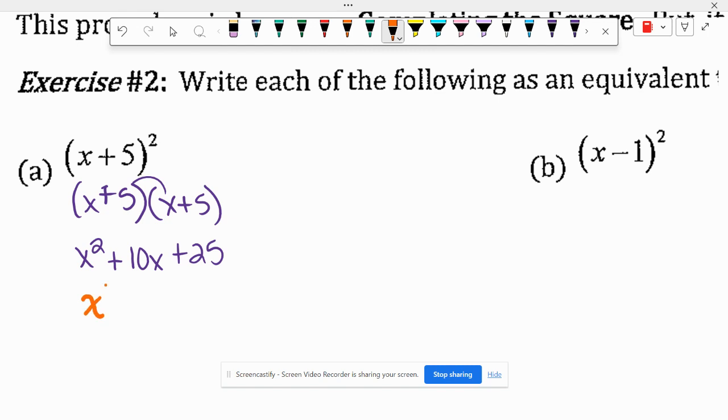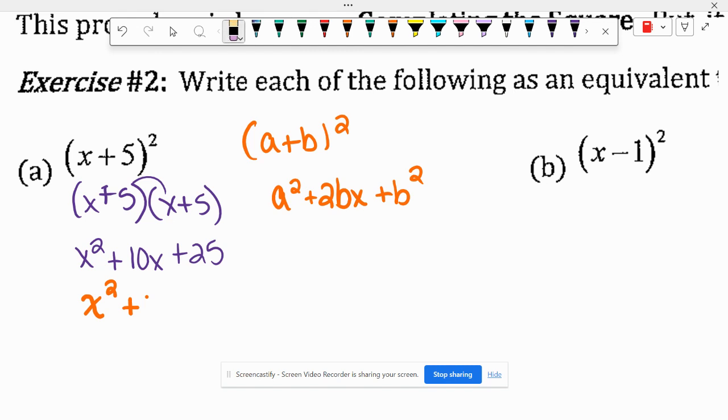You take the first term and you square it, and then you do 2 times the second term. So if you have a plus b, the quantity squared, the rule is a squared plus 2 times b times x plus b squared. Do you remember learning that? Because that's the pattern that this is following.